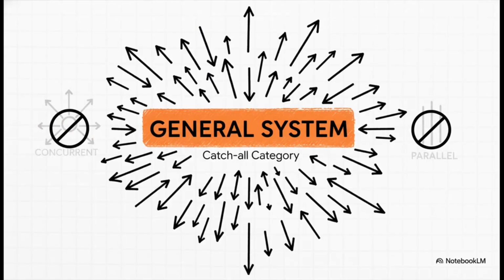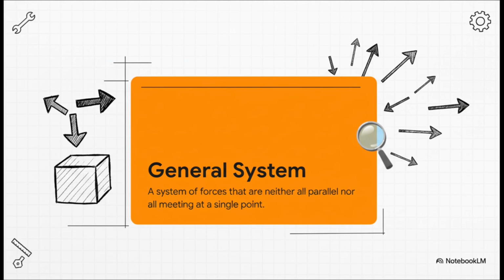Okay, so we have concurrent, where they all meet, and we have parallel, where they never meet. But what about everything else? All the situations that don't fit into those two tidy little boxes. Well, that's what our third and final category is for. It's called the general system, and it's pretty much the everything else bucket. The forces are still in that same flat plane, but they're not all meeting at one spot, and they're definitely not all parallel. It's just a general mix of forces doing their own thing.